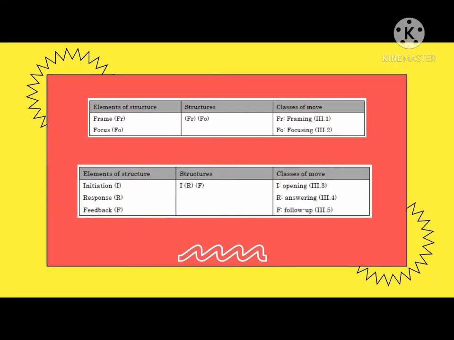As seen in the table pictures, there are 5 main classes of moves in the S&C model. Frame and focusing moves, which realize boundary exchanges, and opening, answering, and follow-up moves, which realize teaching exchanges. As elements of structure, these are labeled I, R, and F, and the S&C model is often referred to as having an I, R, and F 3-part structure.